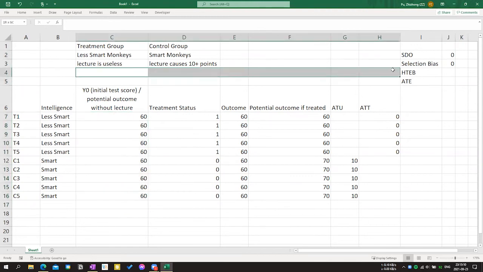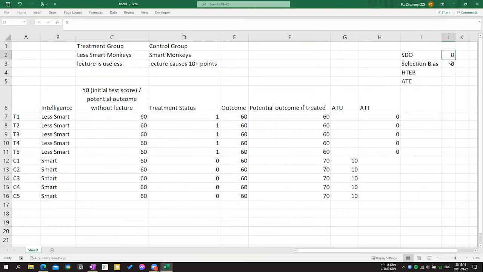Okay, if we totally ignore HTEB, the ATE would be SDO minus selection bias, which is 0. But this is not true. We know that the average treatment effect is definitely bigger than 0 because for some monkeys, lecture is effective. Lecture can bring smart monkeys 10 more points. So what has gone wrong? It has gone wrong because we ignore the heterogeneous treatment effect bias.